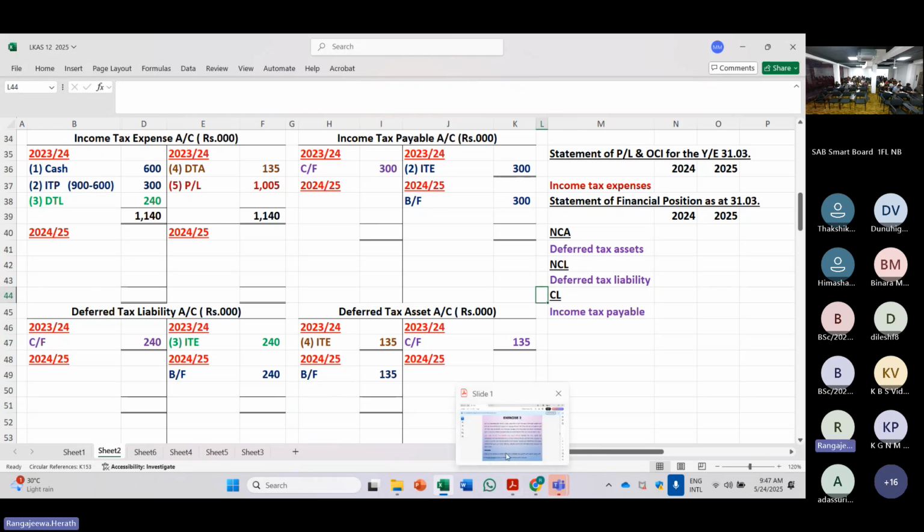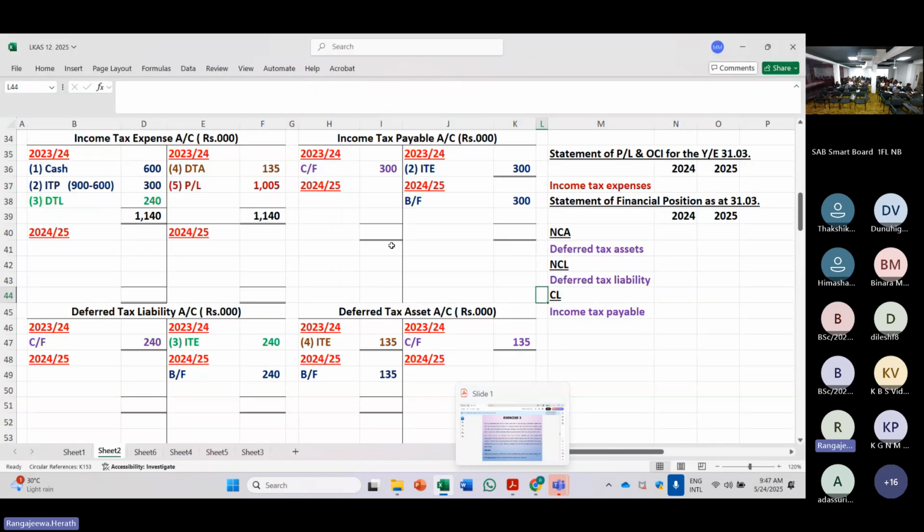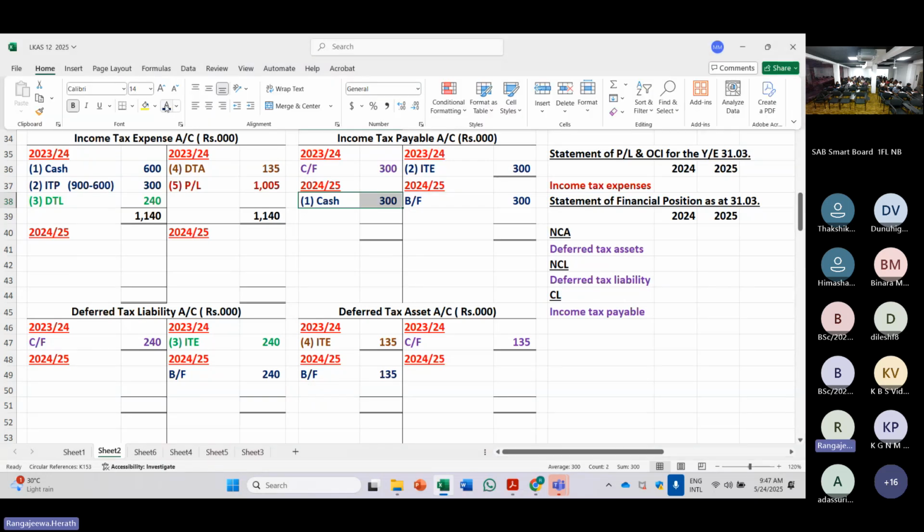Now the second year, tax paid, the last year tax payable fully settled, tax paid under self-assessment for 2025 750, total income tax liability 950. ඉස්සරලා මේ payable එක ගෙවලා දානවා. Cash credit, tax payable debit.